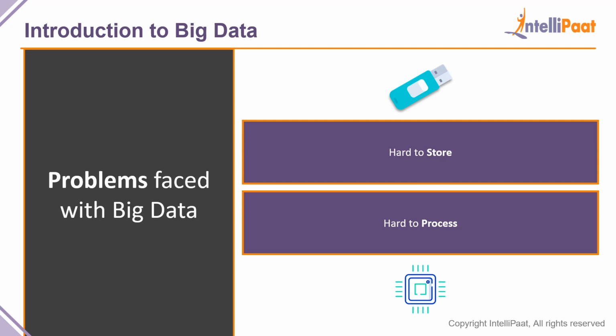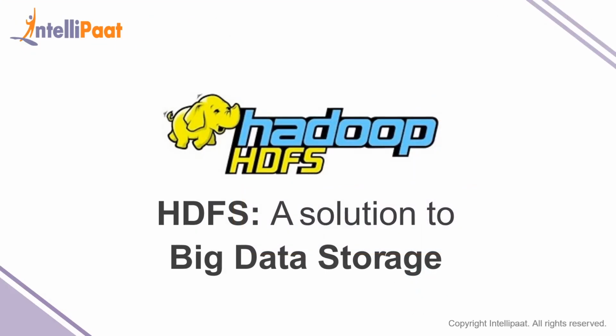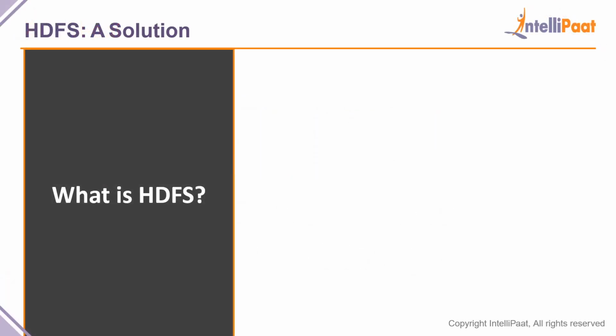You need to have a proper architecture to deal with this problem. So these are the two major problems that are there with big data. And with Hadoop, essentially, when Hadoop was launched and came up with HDFS, the big data storage problem was solved. So how was it solved? We'll get into that in a bit. Basically, we need to understand what HDFS is.